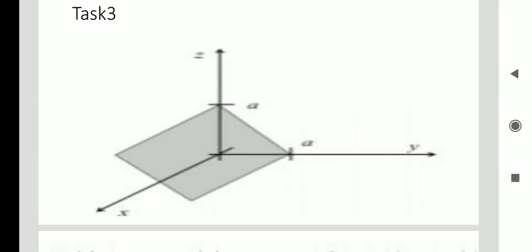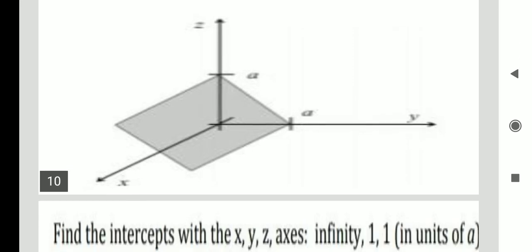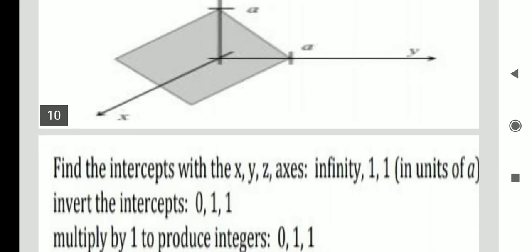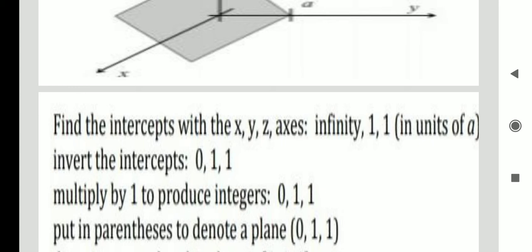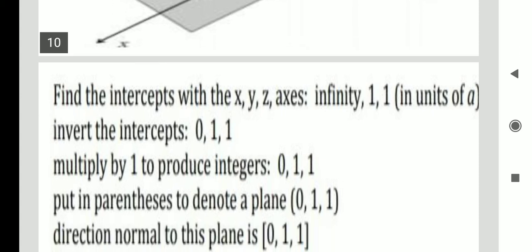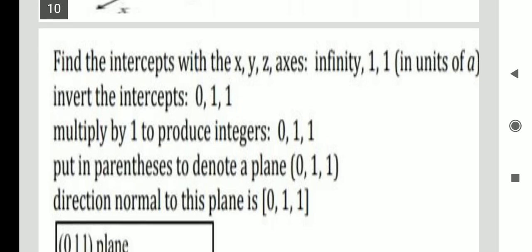Task 3. Let us consider another figure where x has nothing, y is 1, z is 1. Here on the x axis there is no intercept, which is nothing but infinite. We need to consider it as infinite. Then we change into reciprocal form: 1/infinite, 1/1, 1/1. Then the Miller indices value is 0, 1, 1.